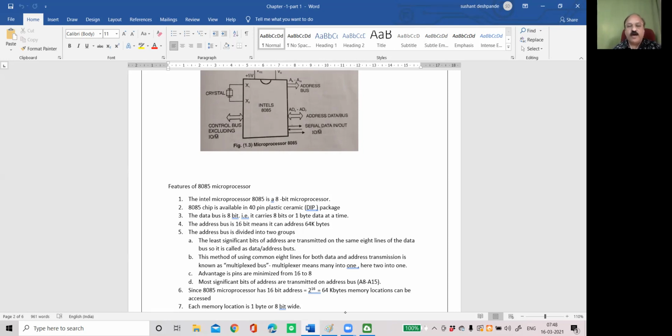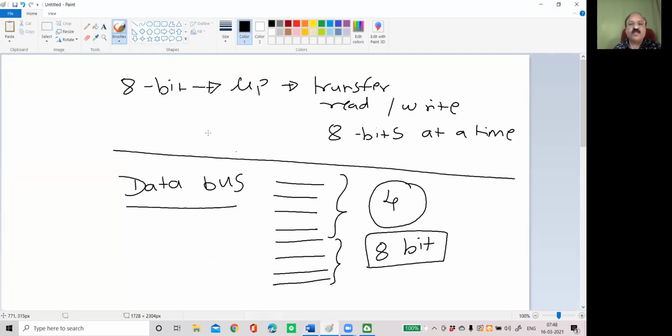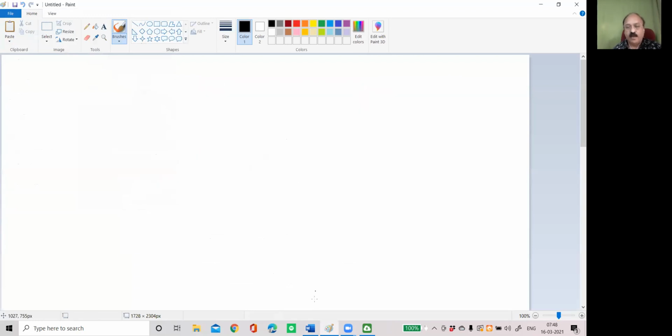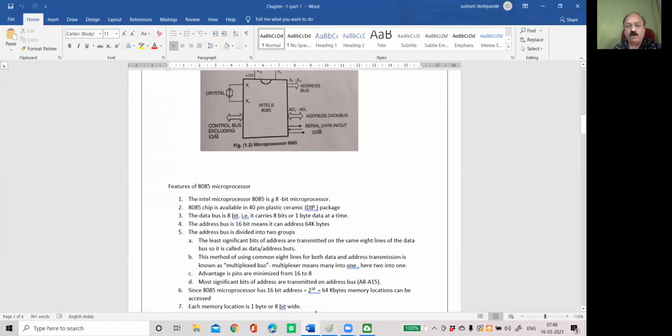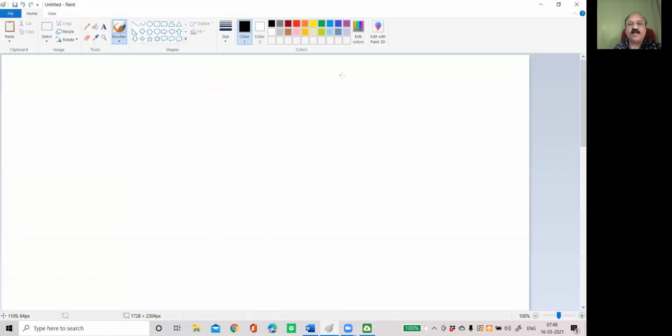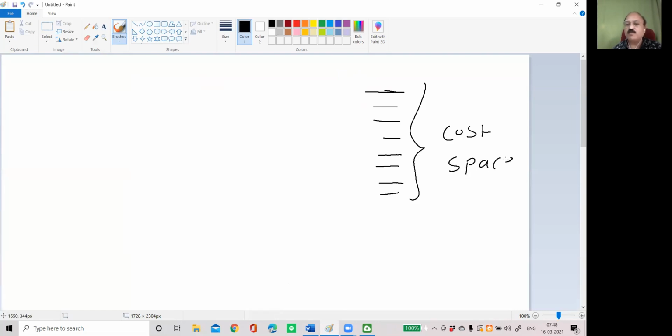The address bus is divided into 2 groups. So now when we see that the address and data bus, it is called as multiplexing. So when we say multiplexing, multiplexing is what? Many into one. So here, as we have seen, if we want to increase the speed, the data lines should be increased. But as the data lines are increased, the wires get increased, it will increase the cost and it will also require more space. So can we have the same lines used for 2 different functions? That is called as multiplexing.